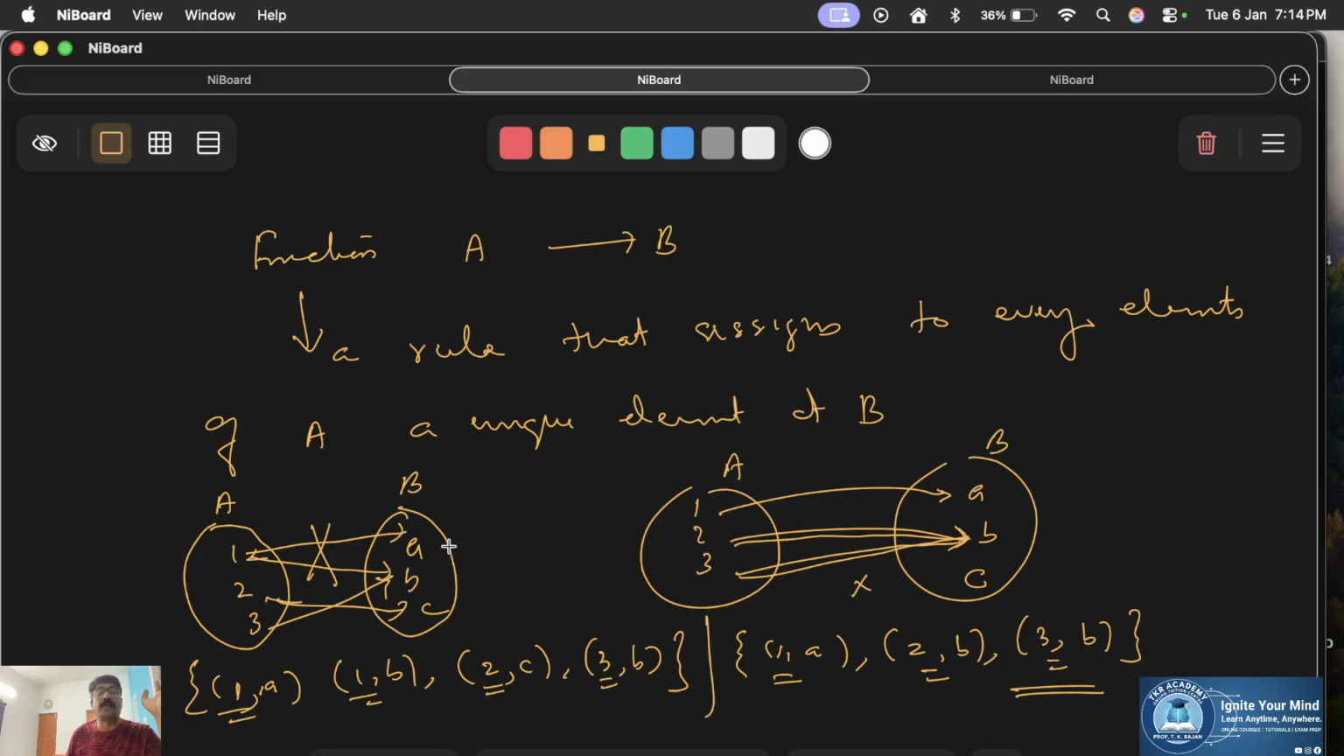That is not allowed. It must be unique. The image of an element under this function should be unique. Then only it can be a function.